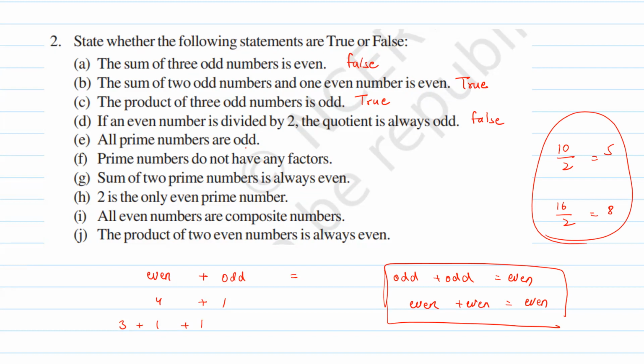Coming to all prime numbers are odd numbers. Is it correct or not? No, because we know 2 is a prime number, which is an even number. So it is false.